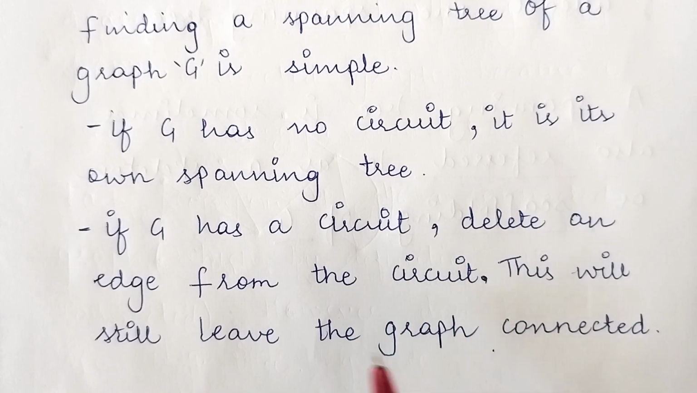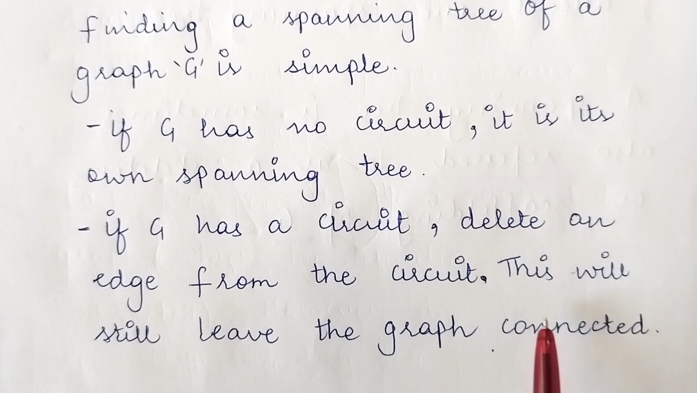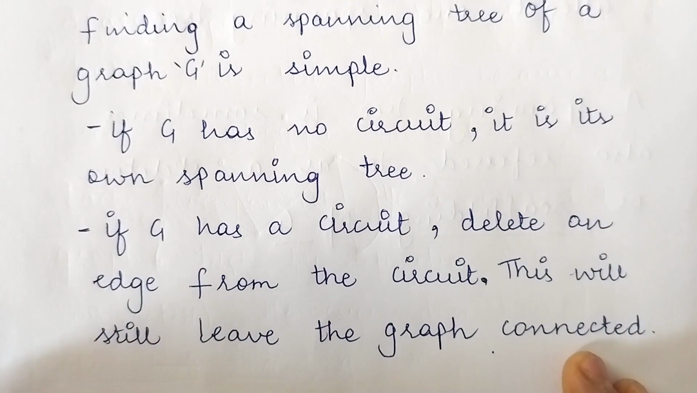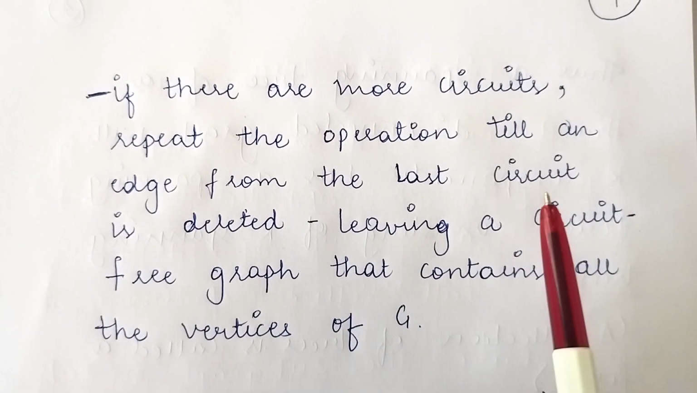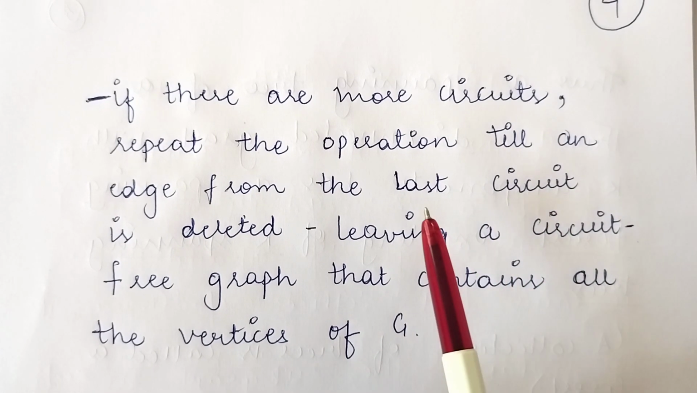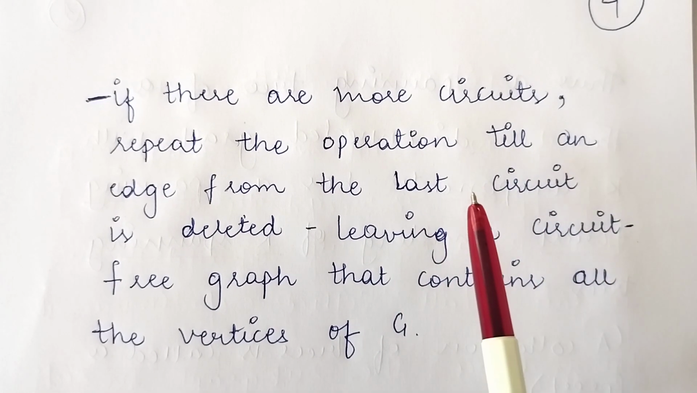So this will still leave the graph connected. Do not worry about the graph being disconnected, because just removing one edge from the graph will remove the circuit, but it will not make it disconnected. So if a graph G has a circuit, first of all you delete just one edge from that circuit. This will still leave the graph connected. You still have a connected graph after removing one edge from the graph. Now if there are no more circuits, then you've already found a spanning tree by removing one edge from the graph. But if there are more circuits, then you have to repeat this operation.